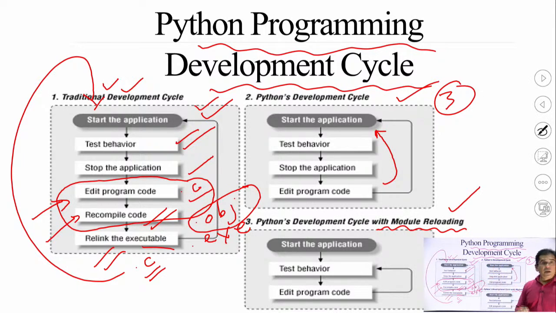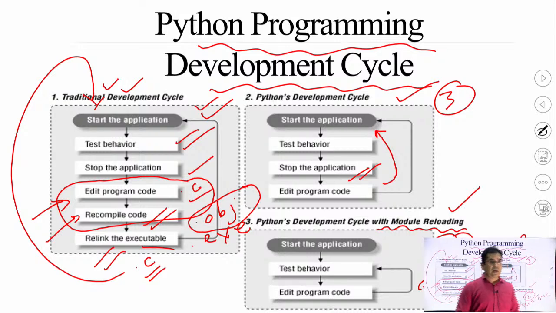But here there is one problem that can also be eliminated in the 2-step part. You need not go back to the start of the application. You simply edit the program code and test its behavior without stopping the application at run time. You can change the code at run time without stopping the application. You can change the code and again re-execute it, or you can simply say test the behavior.